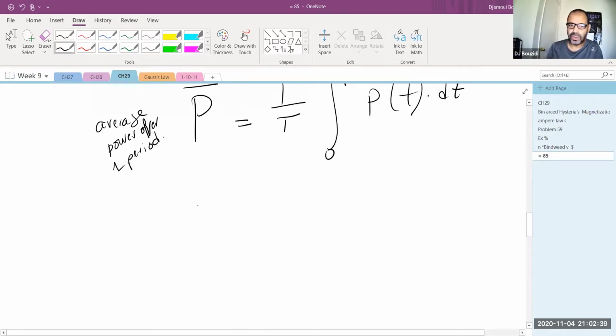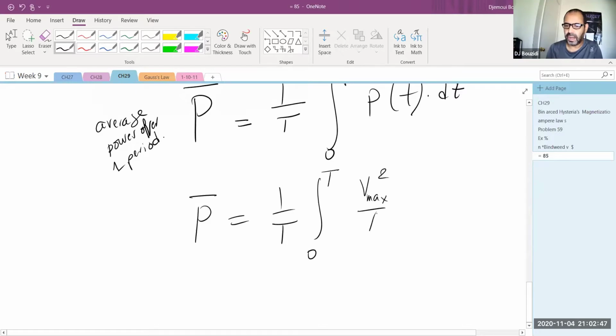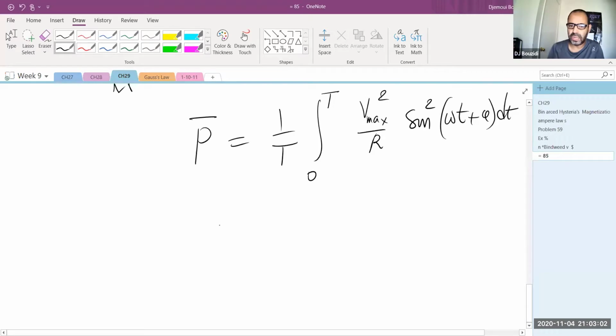Now I throw the value in here for P. It's the integral from 0 to T of Vmax squared divided by R, and those are constants. The only thing that is not constant is the sine squared in here, times dt, of course. The Vmax squared over R comes out of the integral, and I have to use an expression for the sine squared. There is a formula that you may remember.